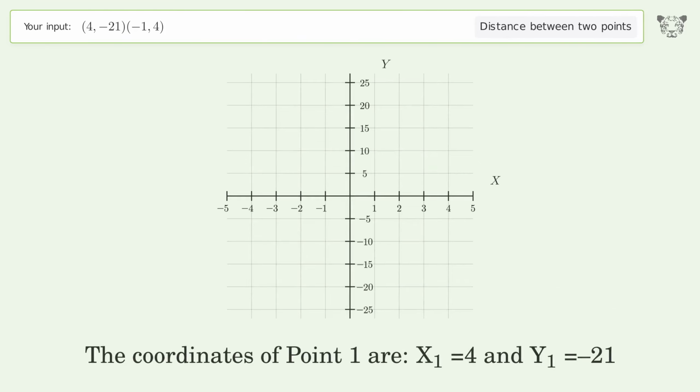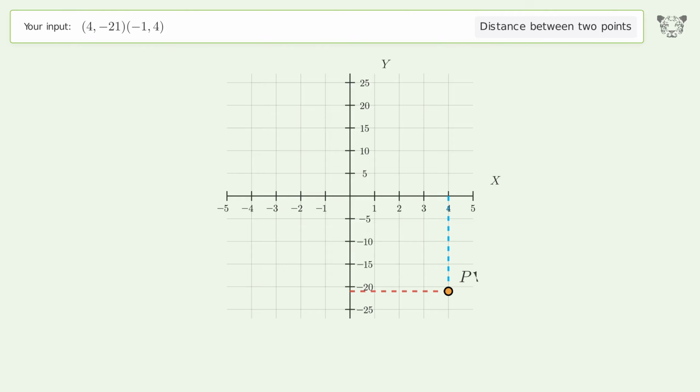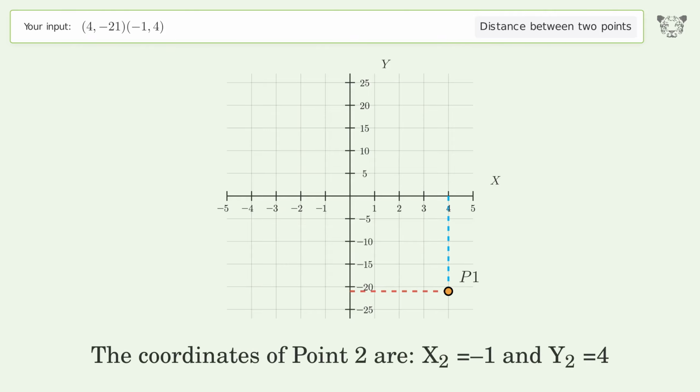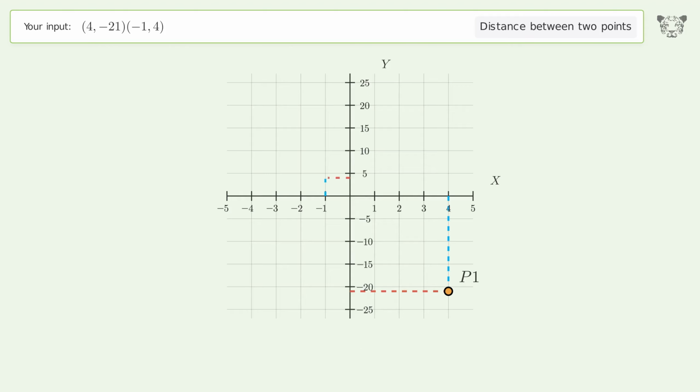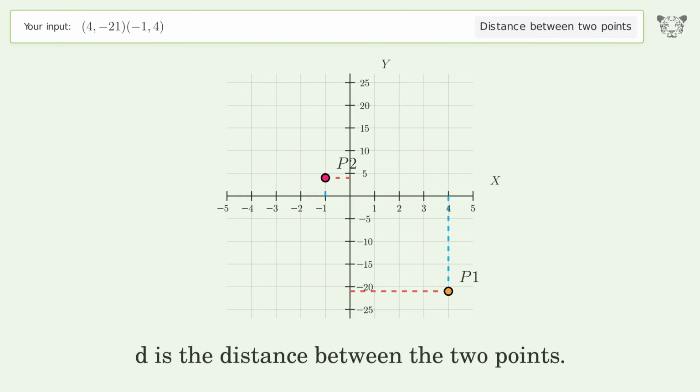The coordinates of point 1 are x1 equals 4 and y1 equals negative 21. The coordinates of point 2 are x2 equals negative 1 and y2 equals 4. D is the distance between the 2 points.